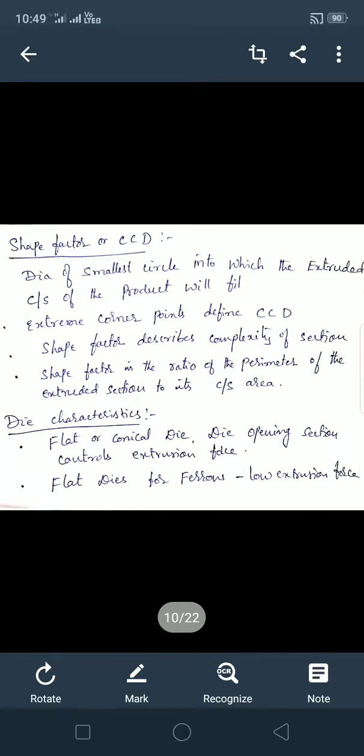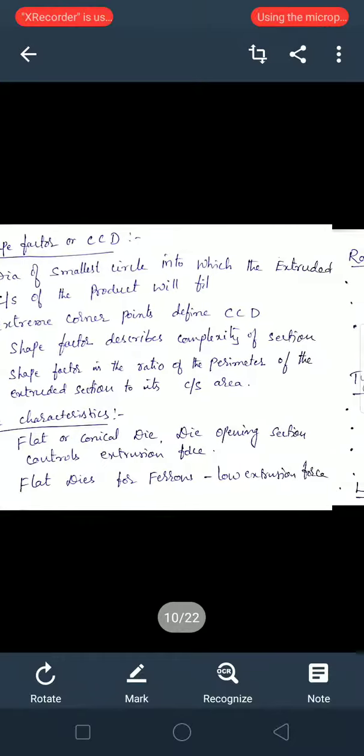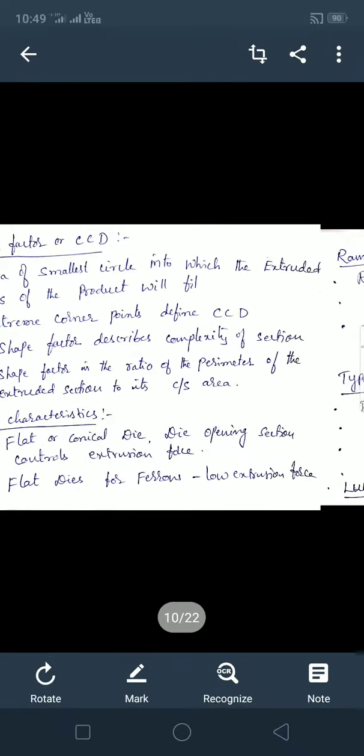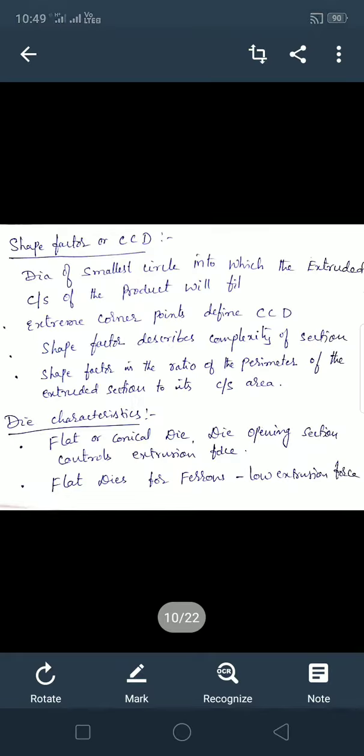Then shape factor is a parameter that describes the complexity of an extruded section. Shape factor is defined as the ratio of the perimeter of the extruded section to the cross-sectional area. A circular section has the lowest shape factor, but complex shaped extrusions will have a larger shape factor. Higher CCD and shape factor mean higher extrusion force is necessary for extrusion of a given section.